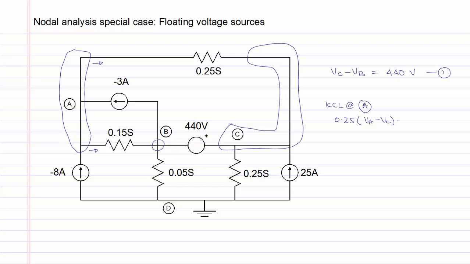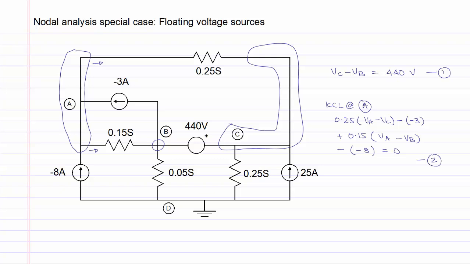Current entering through this current source will be minus 3 amperes. Current leaving through the 0.15 Siemens conductance plus 0.15 into VA minus VB. And another current entering node A, which will be given with the minus sign, and it has a value of minus 8 amperes. This must be equal to 0 to satisfy KCL at node A. This is the second equation that will be useful in the analysis of the circuit.